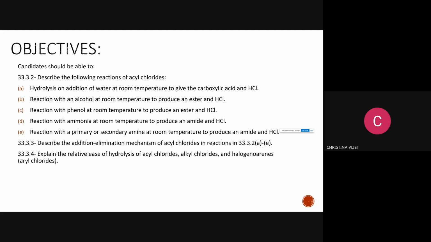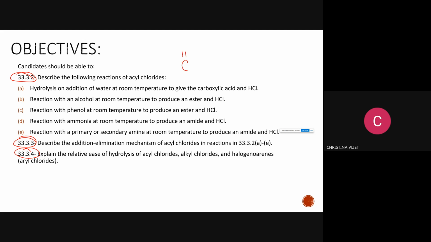It's actually not a lot. It's just that one of the objectives has many parts. These are all reactions. So every single one of these objectives is reactions of acyl chlorides. What's an acyl chloride again? That's one of those new functional groups we were taught that we needed to learn.